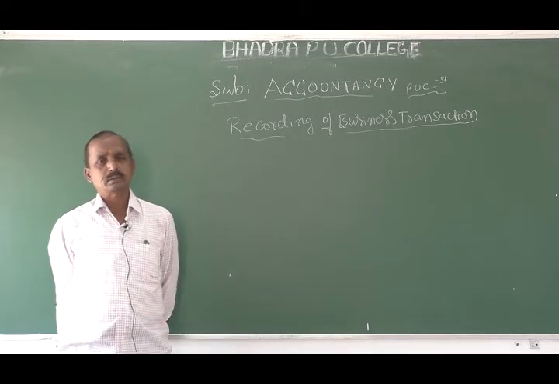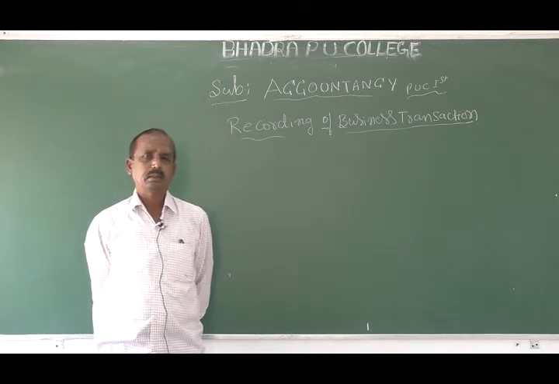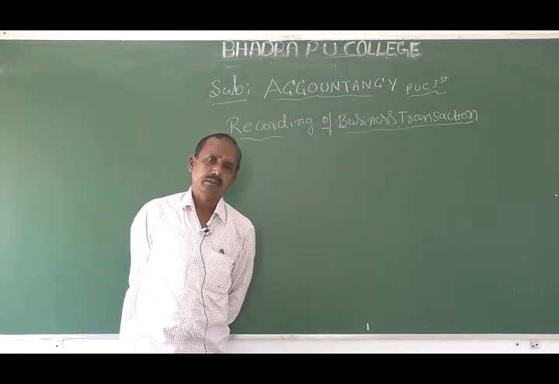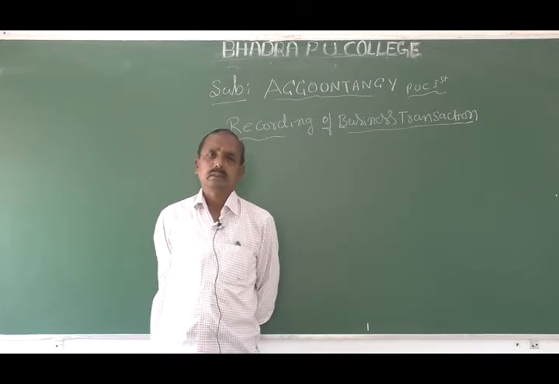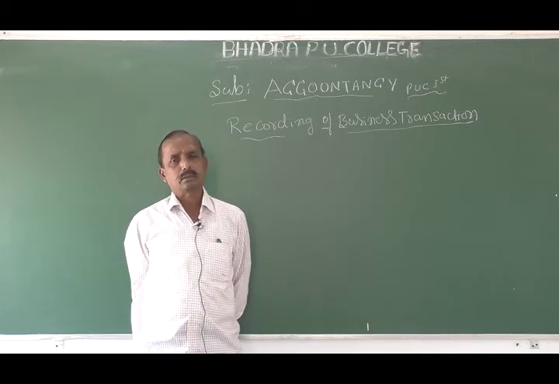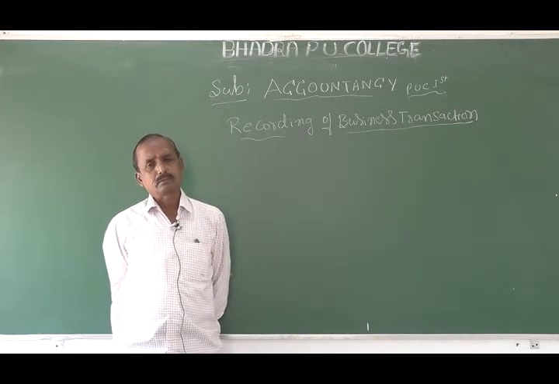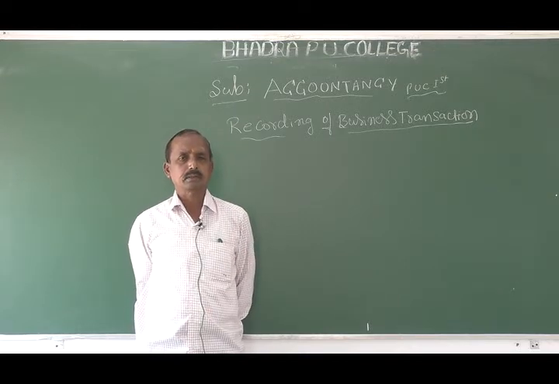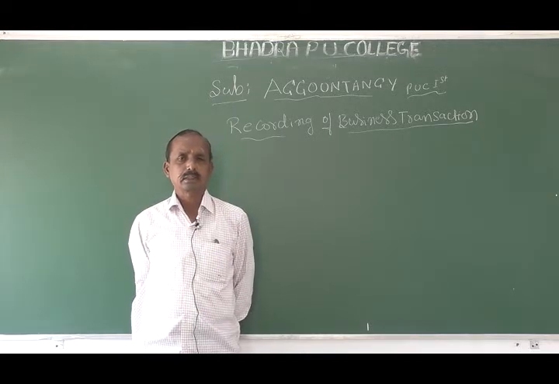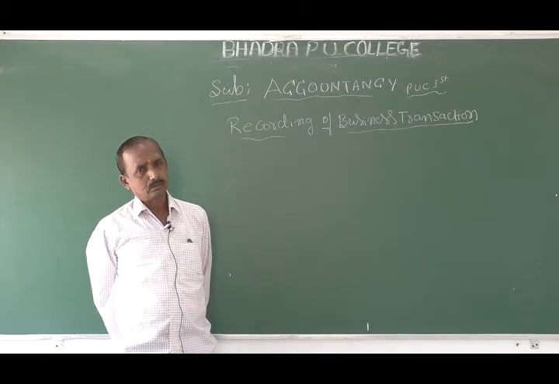Personal account rule says debit the receiver and credit the giver. Second one, real account: debit what comes in and credit what goes out. Third one, nominal account: debit all expenses and losses, credit all incomes and gains. That is the English system.